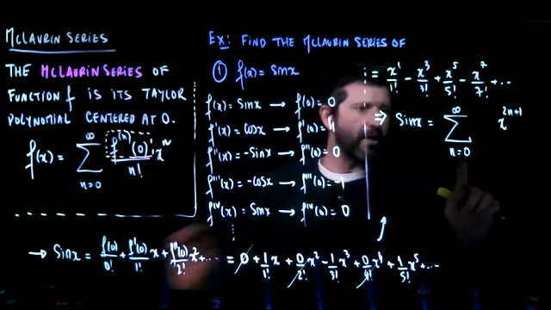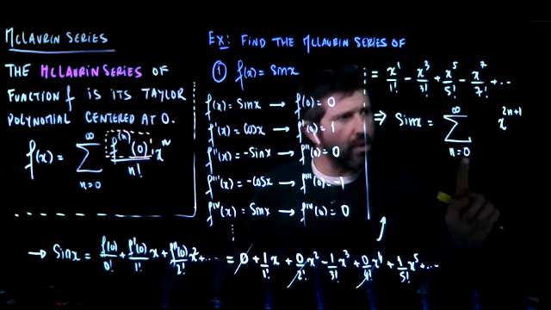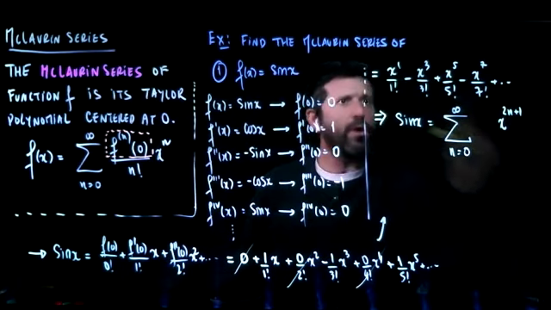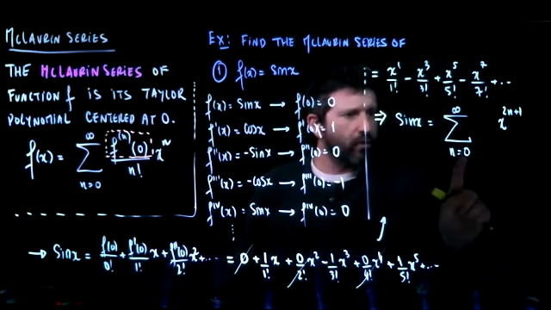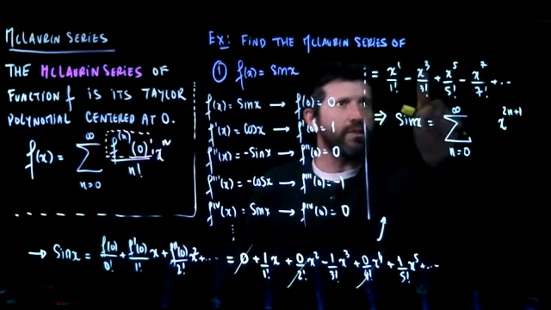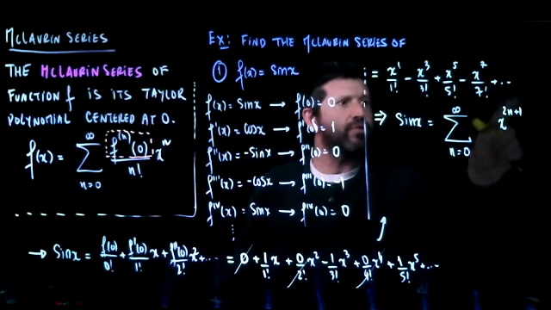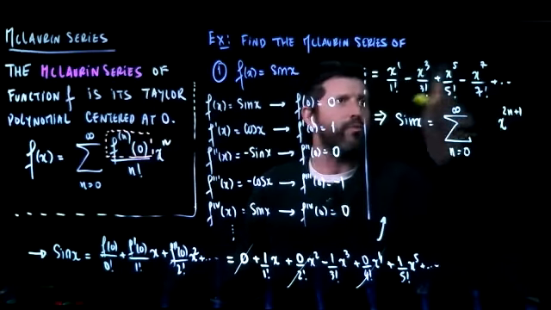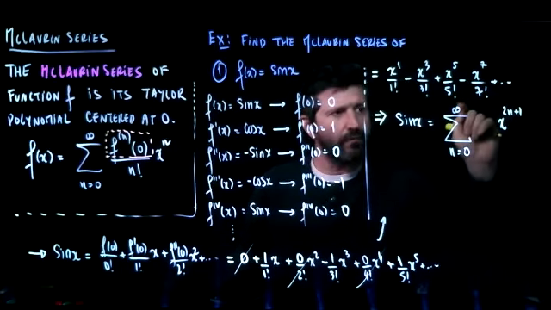So let's verify. If n is 0, 2 times 0 plus 1 is 1. Perfect. If n is 1, 2 times 1 plus 1 is 3. Good. If n is 2, 2 times 2 plus 1 is 5. Good, and so on and so on. So this generates all the odd numbers: 1, 3, 5, 7, 9, 11, and so on.